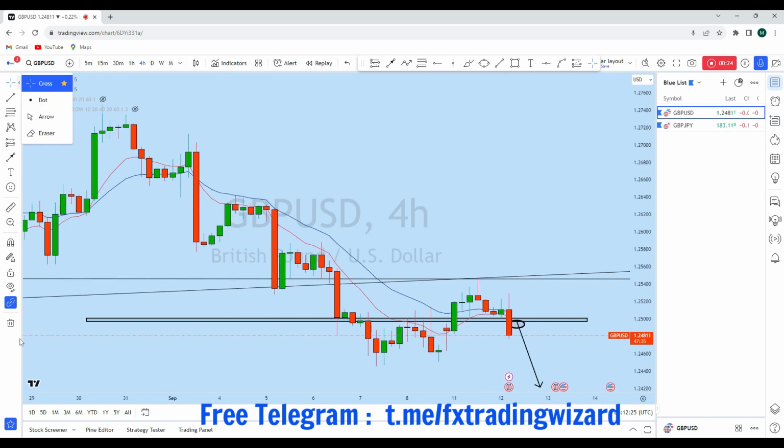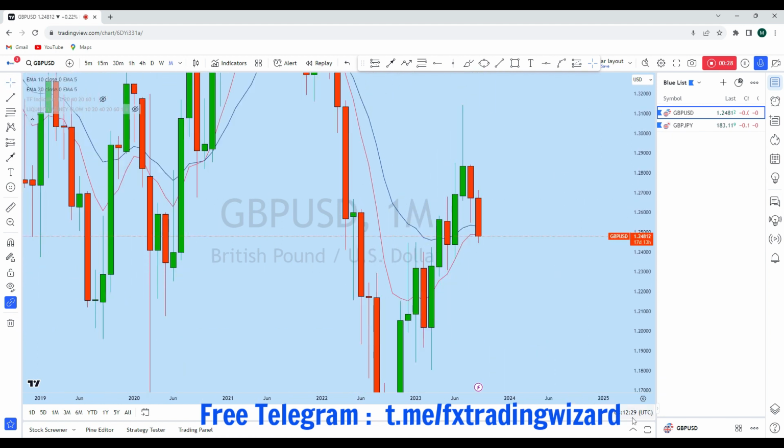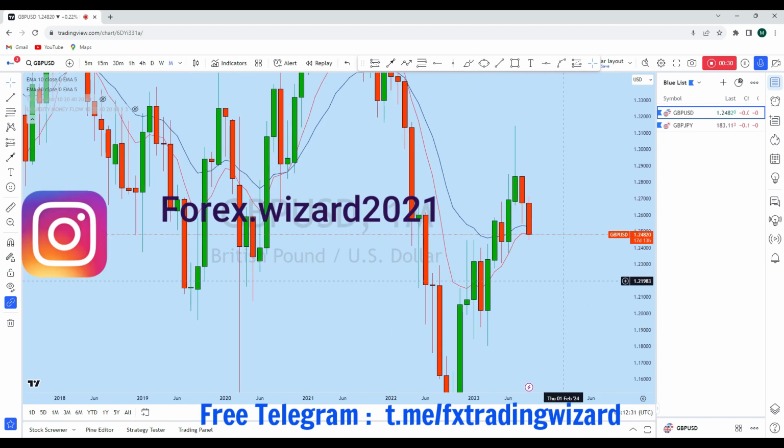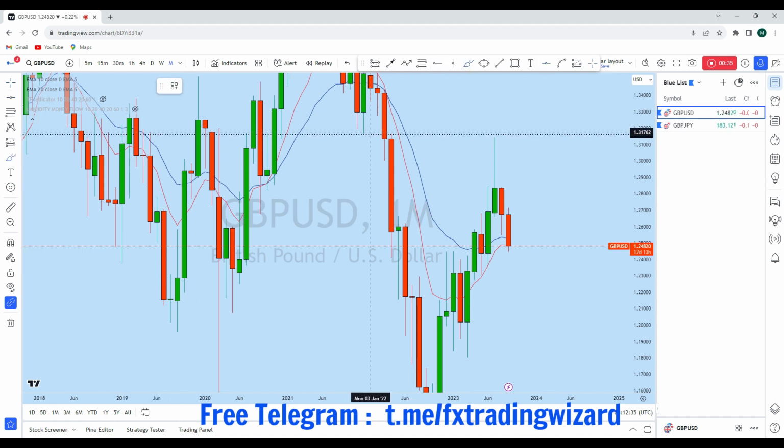frame, starting with GBP USD. Looking at the monthly on GBP USD, we can see that this is a long-term bearish market, starting with this monthly support here, which is turning resistance from this long wick candle on the monthly.